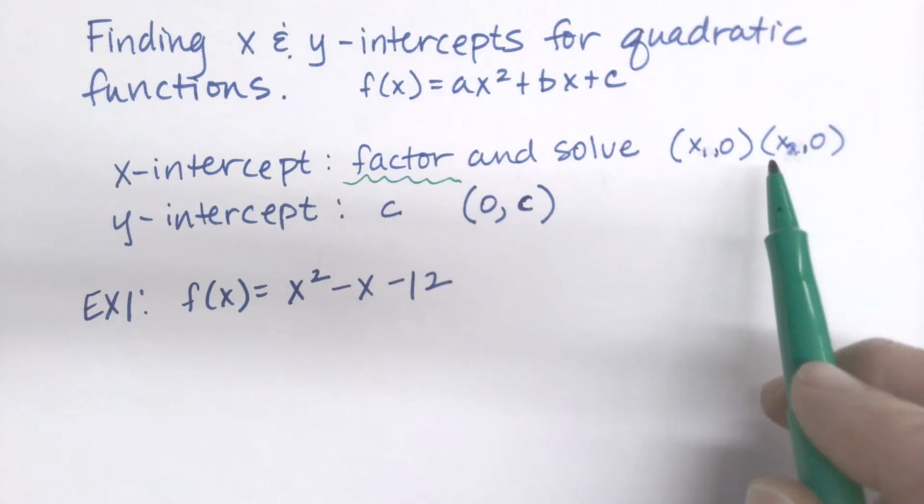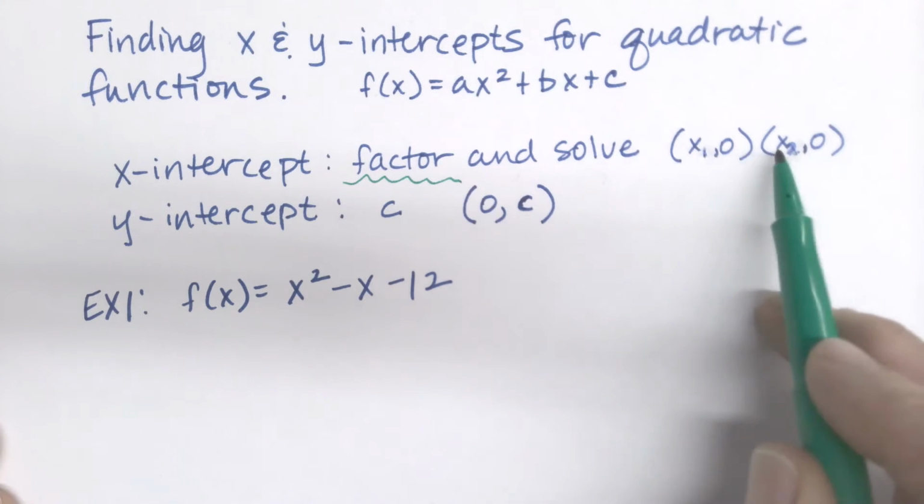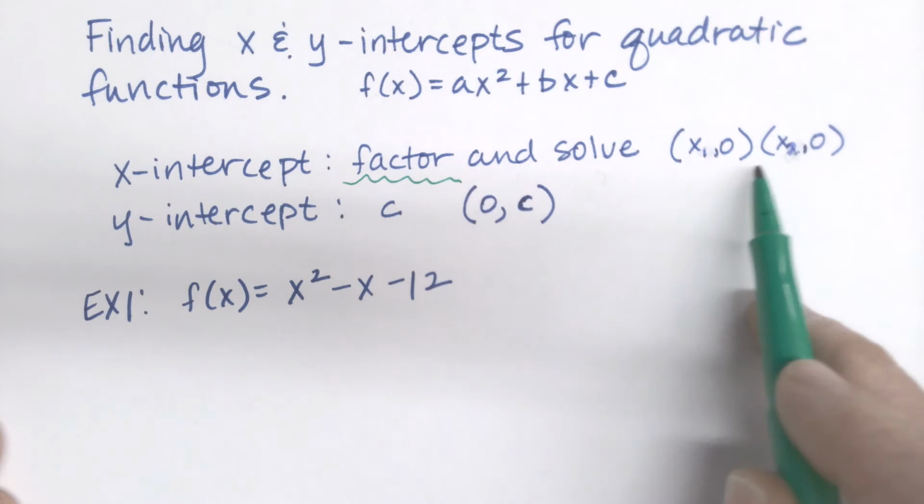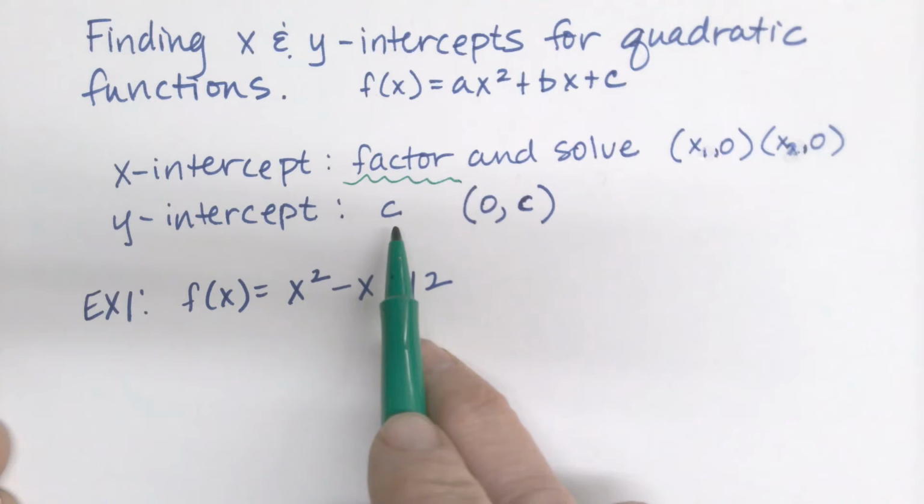Sometimes I'm not even going to be able to factor. We'll get into that at a different time. But if I am able to factor and solve, I'll get my 2 points. The y-intercept is just the c, and that's it.